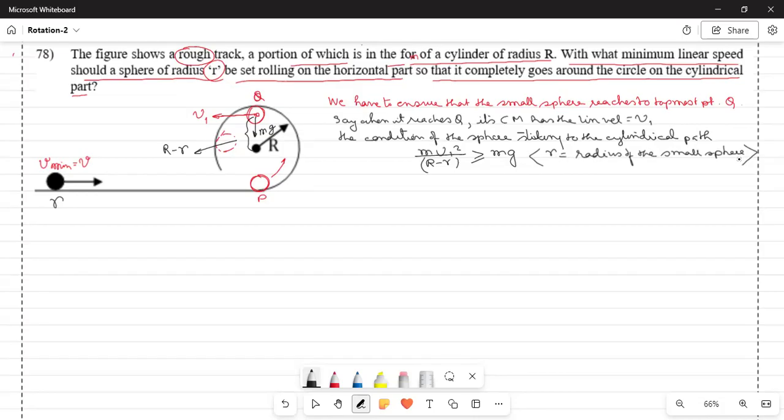Now, in the limiting case, this is equal. So in the limiting case, mv1 square by capital R minus small r is equal to mg. From here, m and m get cancelled, and we get v1 square is equal to g times capital R minus small r. This is one condition. We remember this condition.